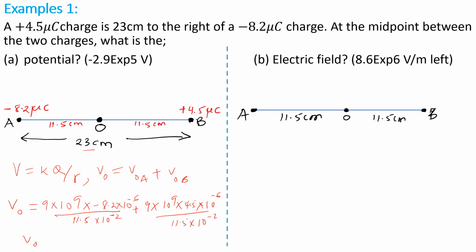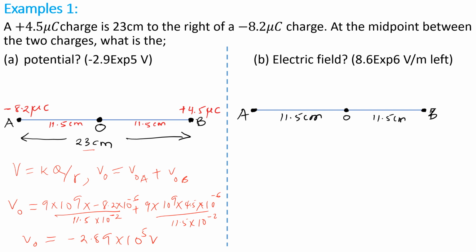Therefore, V at O, if you add these two, is going to give us negative 2.89 times 10 to the power 5 volts. So electric potential is a scalar quantity, and when we are calculating electric potential, we include the negative sign on the charge. If we go to part B of this question, we want to find the electric field at O.